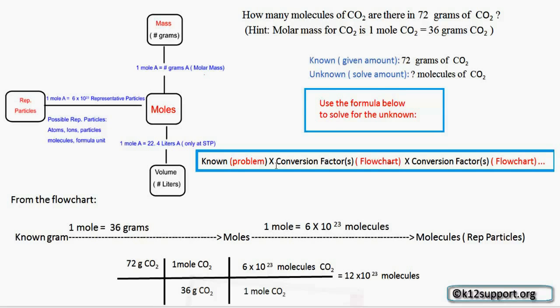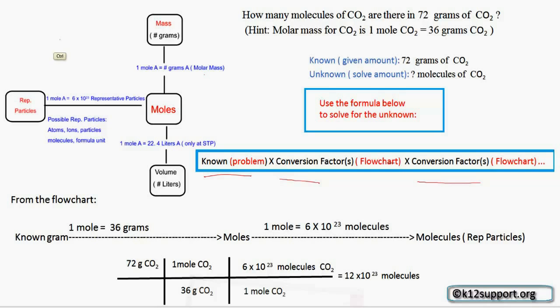How do you solve for the unknown values? It's basically using this formula right here. You take your known from the problem, times the conversion factor, and times another conversion factor if there is more than one conversion factor. To determine the conversion factor, you use the flowchart over here.